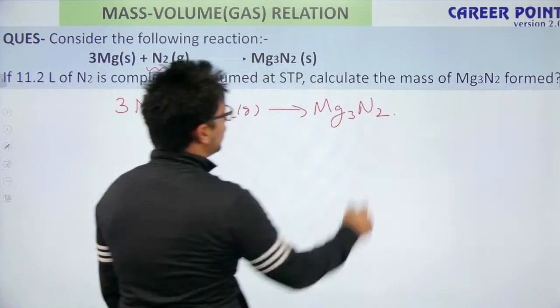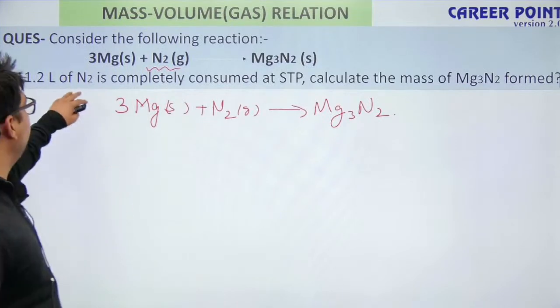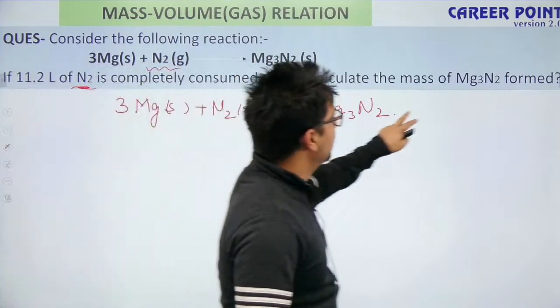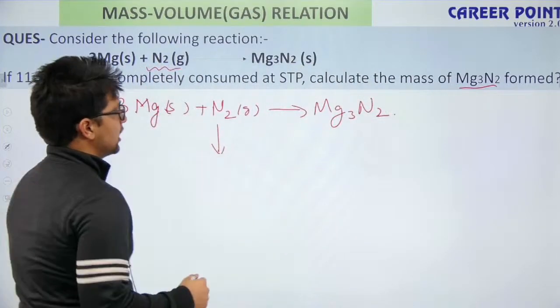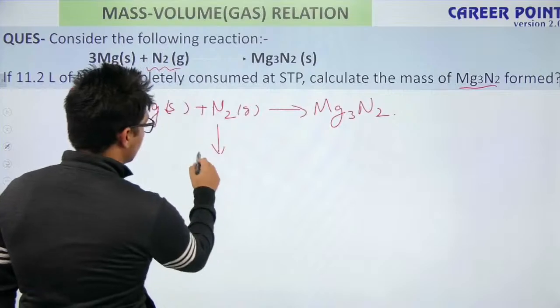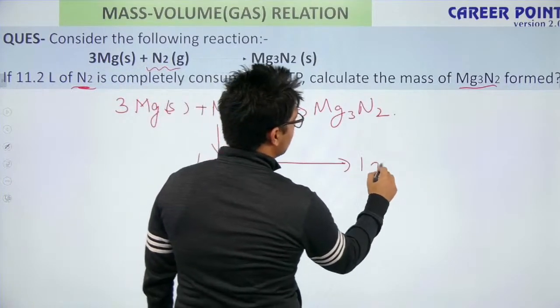Now we have to relate nitrogen with magnesium nitride. So nitrogen, I have how much? I have 1 mole of nitrogen. So 1 mole of nitrogen goes with 1 mole of magnesium nitride.